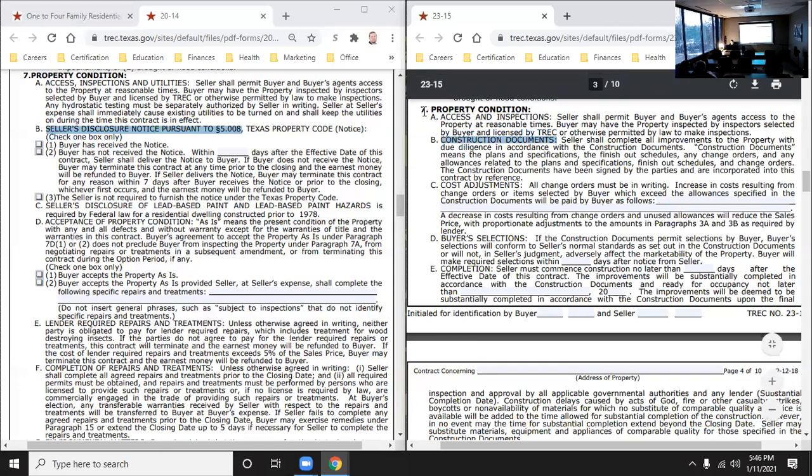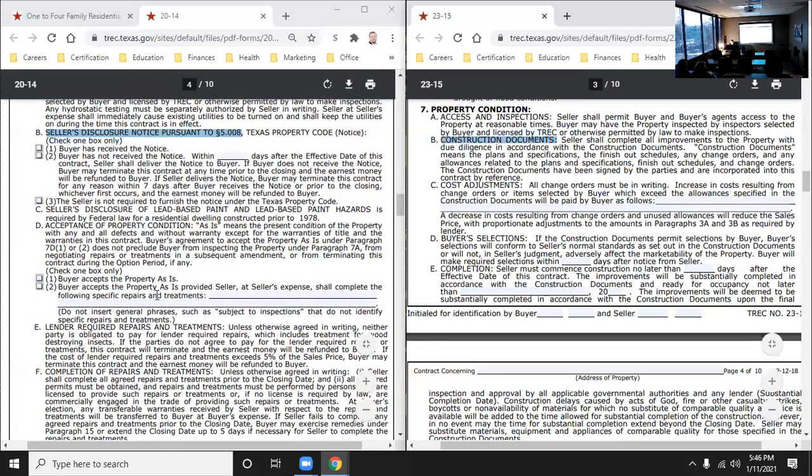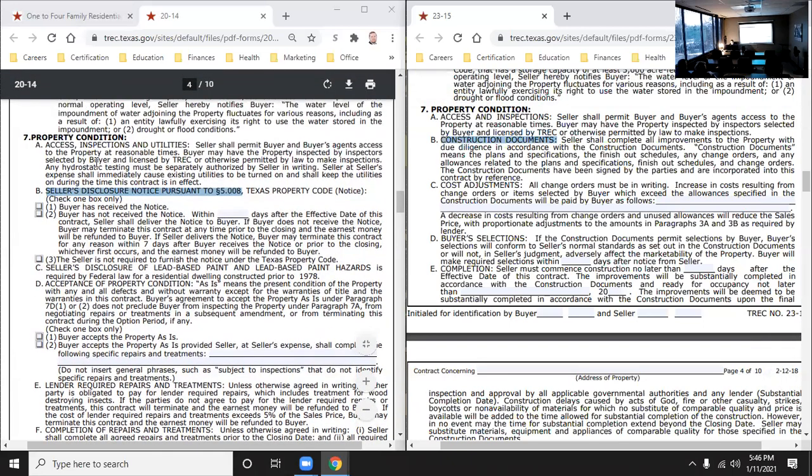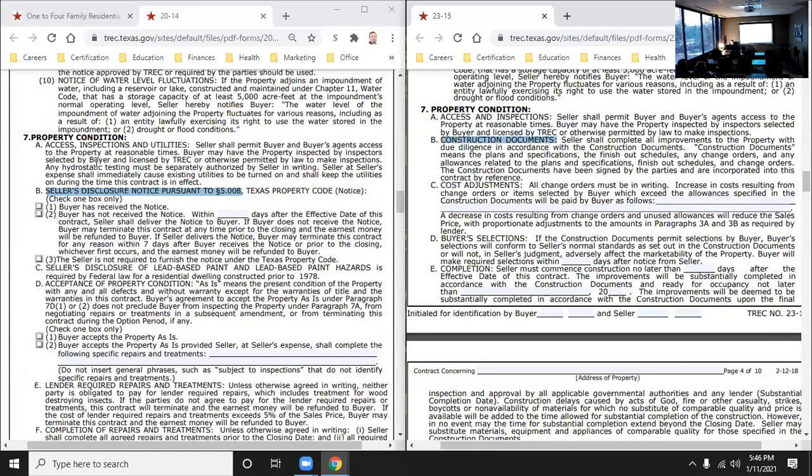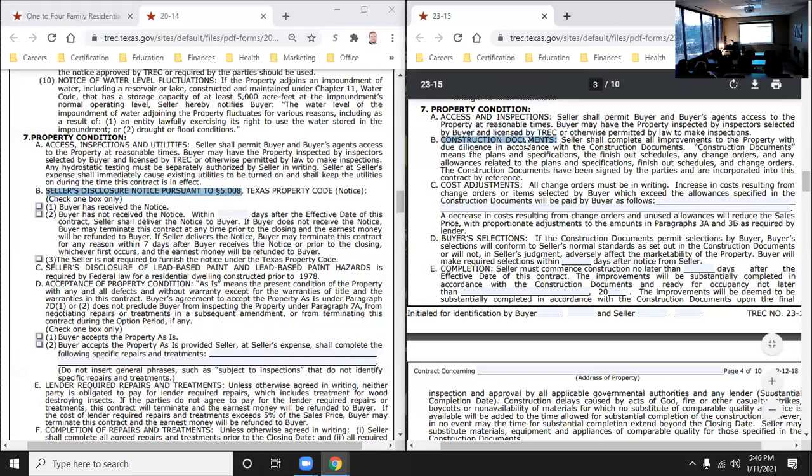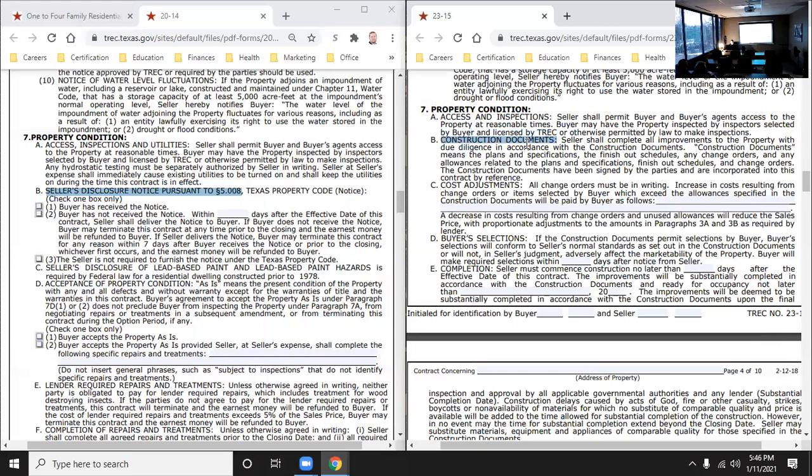You'll also notice that the access and utilities, A, is completely different from this A up here. The reason being is, guess what? They may not have full utilities at the time of this contract. So they can't turn on the stuff. You look down at, like we said, you have construction documents. The construction documents, again, these are items that have to be able to be cleared as well. There also might be what's called cost adjustments.